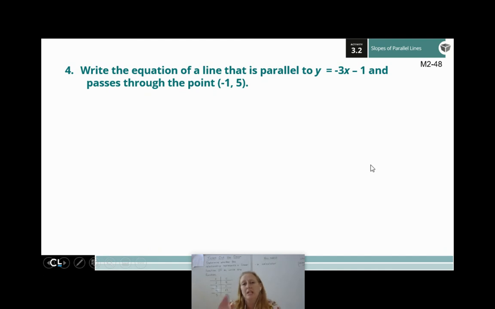So with this in mind, can you do this now? Can you write the equation of a line that is parallel to y equals negative 3x minus 1 and passes through the point (negative 1, 5)? Go ahead, hit pause, work this out, hit play when you're ready to check your work.